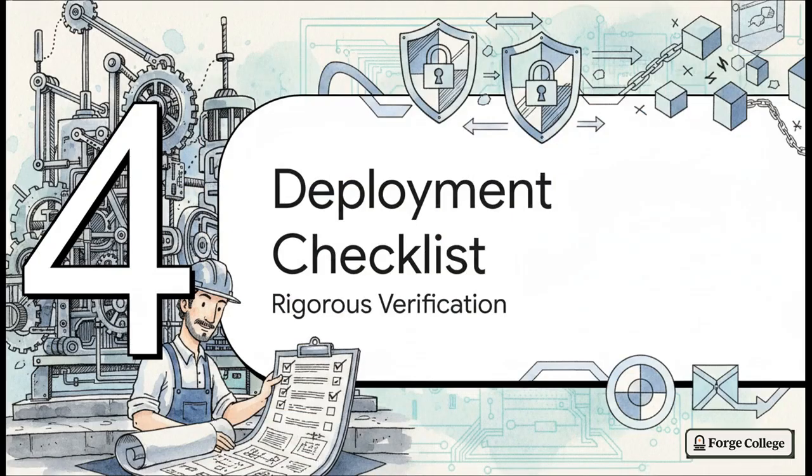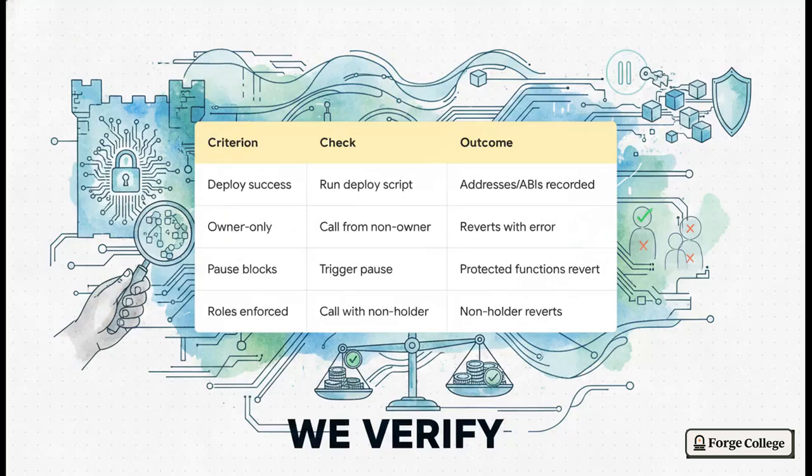Section 4. The deployment checklist. All right, a master builder never launches without a rigorous checklist. We're now looking at our strict acceptance criteria matrix. Every single row here must be rigorously tested to achieve a pass.